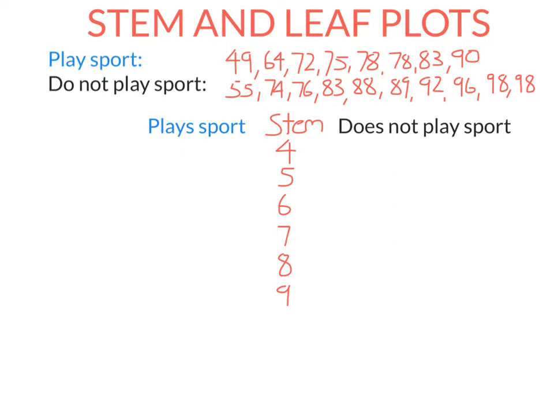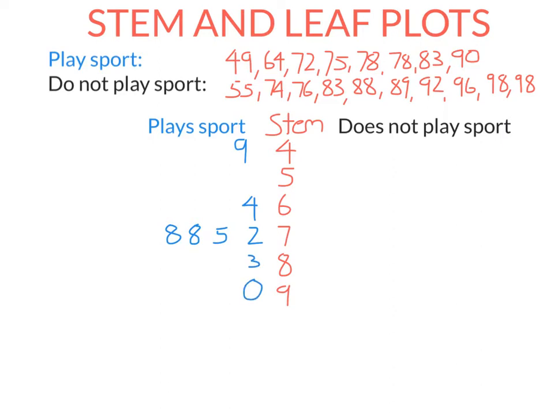We'll start by putting this into our stem and leaf plot. So we put a 9 here. This represents 49. It's in the 40s and the leaf is 9: stem 4, leaf 9 means 49. Then the next one, 64, goes there. Then we go 72, 75, 78, and 78. So we have lower scores closest to the stem. And then, of course, we have 83 and 90.